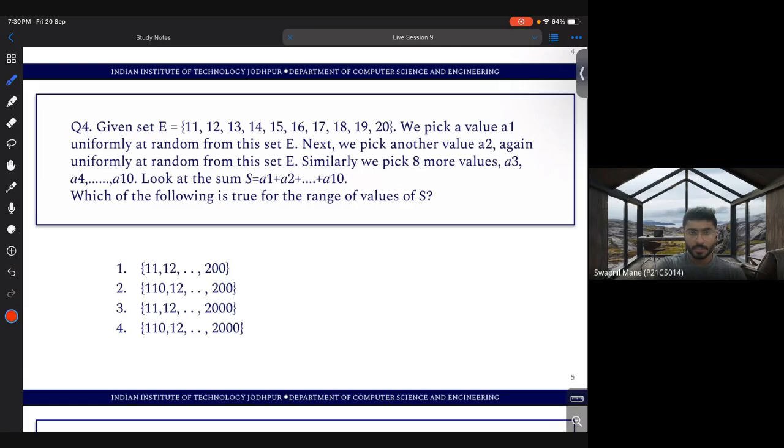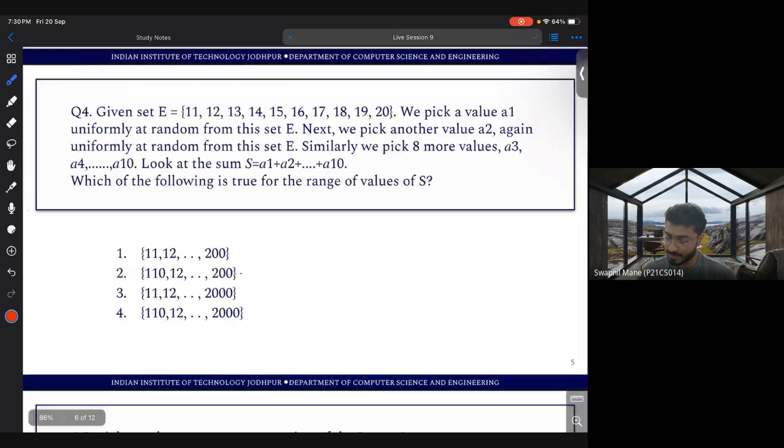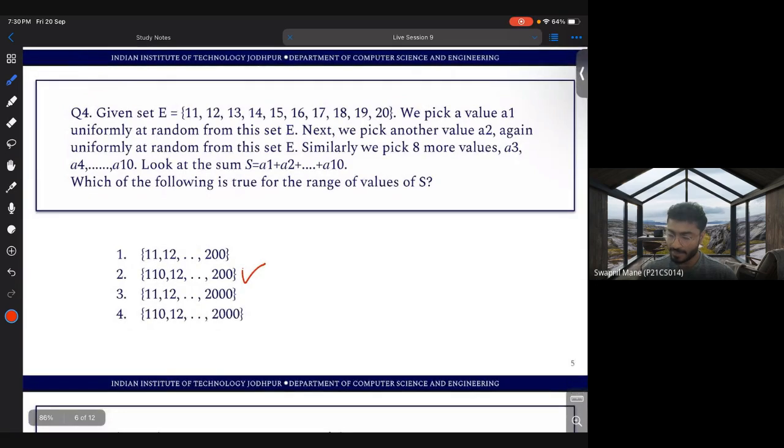B option. Yeah, B option is correct. Can you explain a little bit why option B is correct? If it is wrong, it's fine. Manish has stated that option two is correct, but why is that? Okay, let's discuss that.